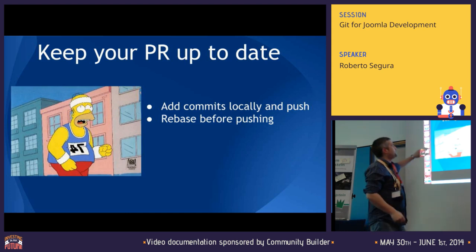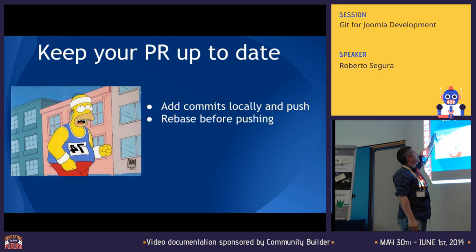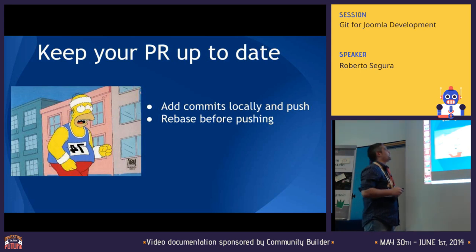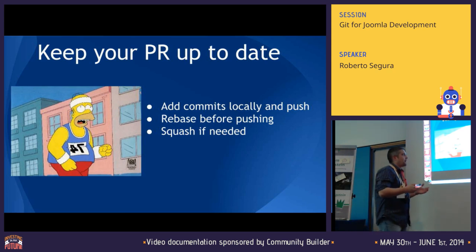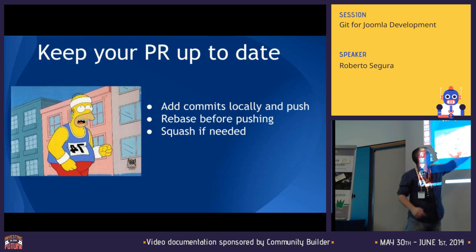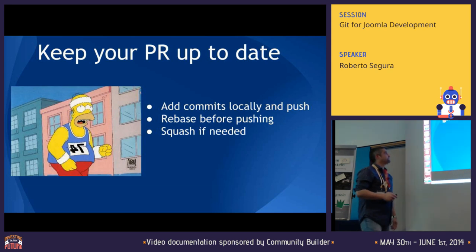The workflow will be to rebase the code from the origin server, the upstream server that we talked about before, put it on your local copy, and then rebase. That is a command that we are going to see now. Squash means that if you have 10 commits, be sure that you don't lose anything. But before pushing, be sure that you squash your commits.